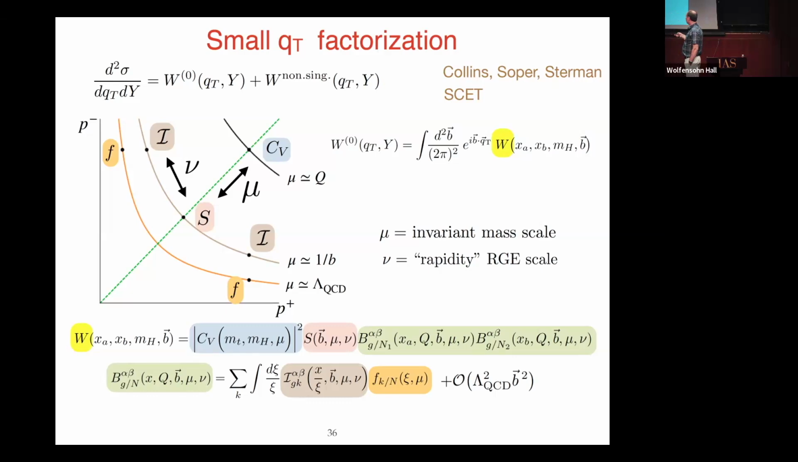So this hyperbola here has constant invariant mass, but it has different rapidities. These collinear functions and soft functions live at different rapidities. And so there's a 2-dimensional resummation that's actually needed to resum the logs in this problem. And this rapidity renormalization group is a SCET equivalent to the Collins-Soper evolution kernel, if you're familiar with that.